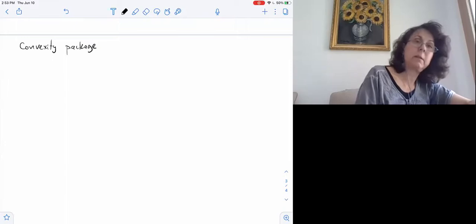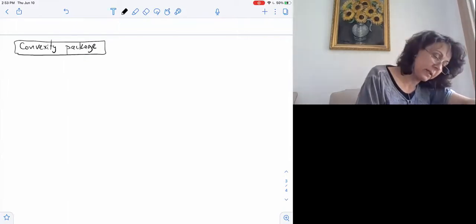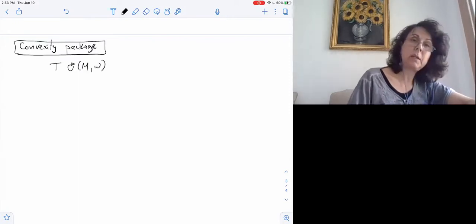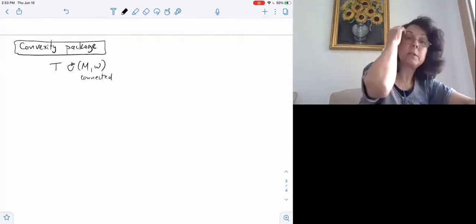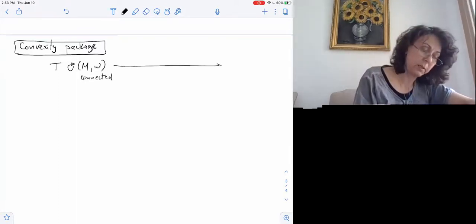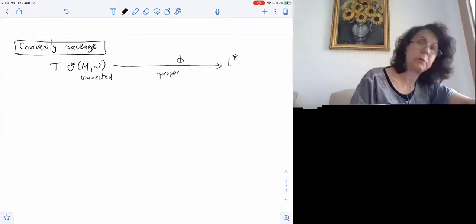But let me just stick with this statement. So we call this the convexity package for Hamiltonian torus actions. Here's the symplectic manifold. I do want to assume that it is connected. We've got the symplectic torus action. It is Hamiltonian. It has a momentum map. And for this convexity package, I do want to assume that the momentum map is proper.